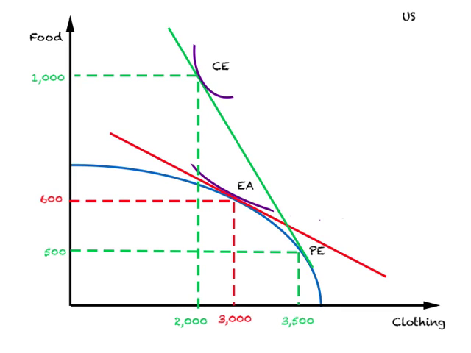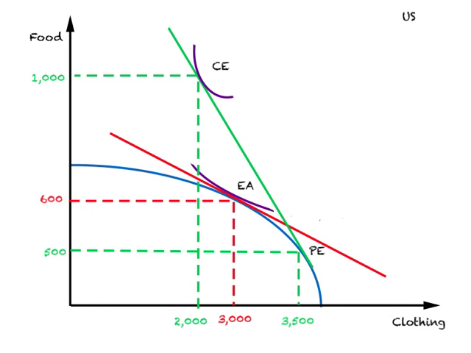It will be 2,000 units of clothing. Now look at the following. Under free trade, the US is producing 3,500 units of clothing and consuming only 2,000 units of clothing. That means 1,500 units of clothing must be exported by the US.